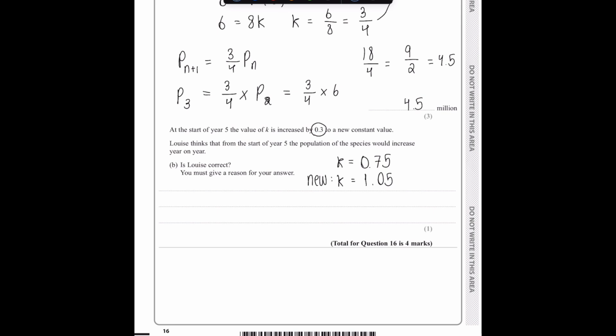So we already know what our population is at the start of year 3, and that is 4.5. So P3 is equal to 4.5. But now what would P4 be equal to? It's equal to 1.05 times by P3, wouldn't it? And in this case, whenever you're timesing something by a number above 1, it would go up, wouldn't it? Then when it comes to P5, we have 1.05 times by P4. And since P4 is bigger than P3, this would also go up, wouldn't it? So Louise is correct, and the main reason why is because 1.05 is greater than 1. So we would see an increase.